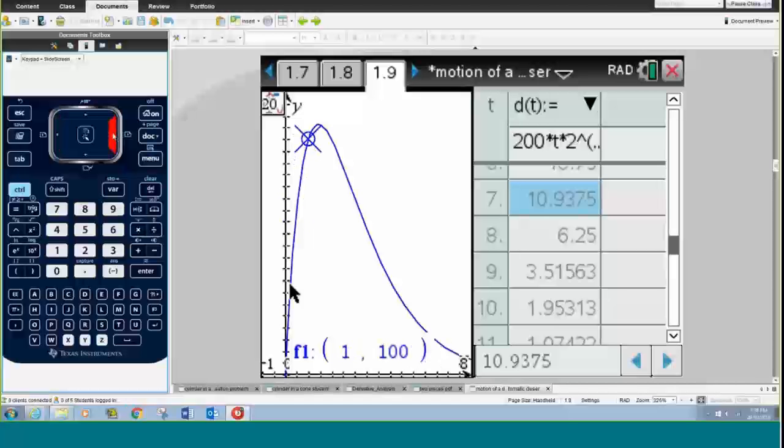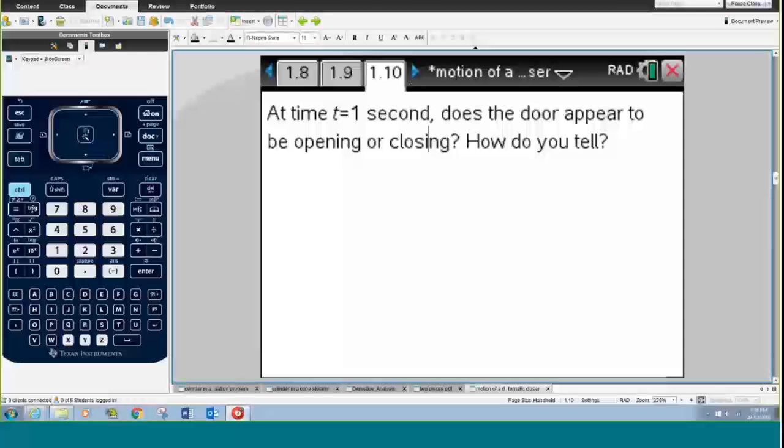It's another way of doing that and having a discussion about how quickly the door is opening, and then if we move to the other side, what is happening on the other side when it is closing, and we can watch the rate of change just physically by looking at the values only. After that, we would ask the question: at time t equals 1 second, does the door appear to be opening or closing, and how do you tell? And then, of course, we could have a discussion with the students.